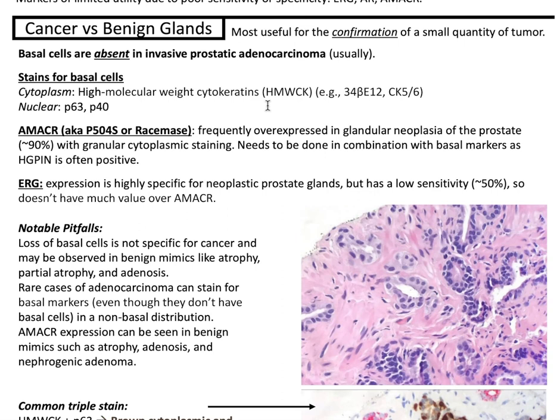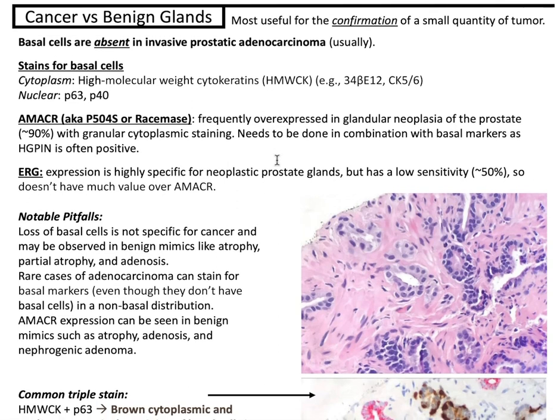AMACR, otherwise known as P504S or racemase, is overexpressed often in glandular neoplasia of the prostate, around 90% with granular cytoplasmic staining. And it needs to be done in combination with basal markers, as high-grade PIN is often positive. ERG is specific for neoplastic prostate glands, but has a low sensitivity, so it doesn't have much value over AMACR.